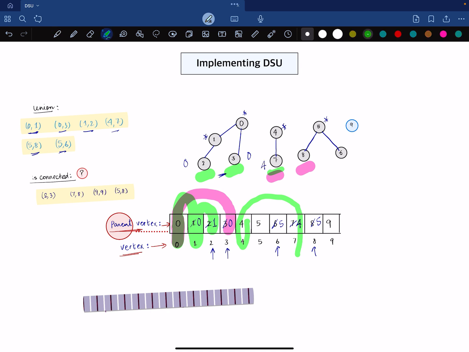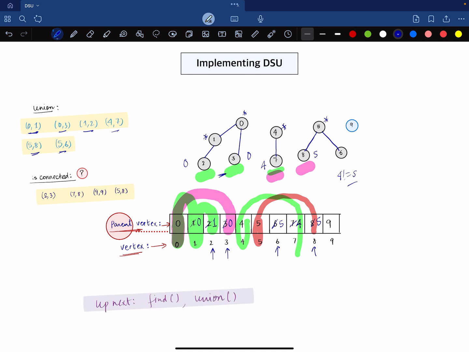Now, we ask the same question for 8. We start from 8. We see that the parent of 8 is 5. So we go to 5 and we see that the parent of 5 is 5. And when that happens, when the parent is equal to the root itself, we say that that is the root. Okay. So in this case, the root for 8 is 5. And since 4 is not equal to 5, it means that they are not connected.